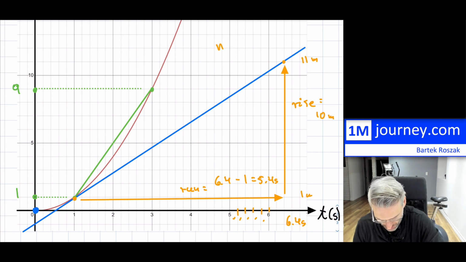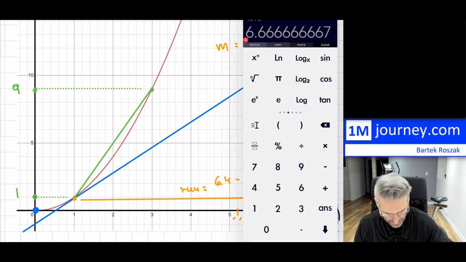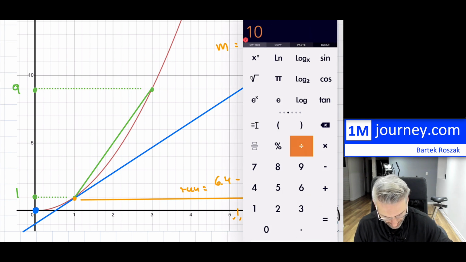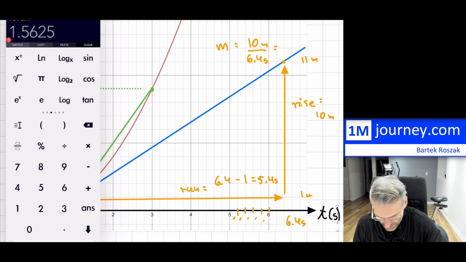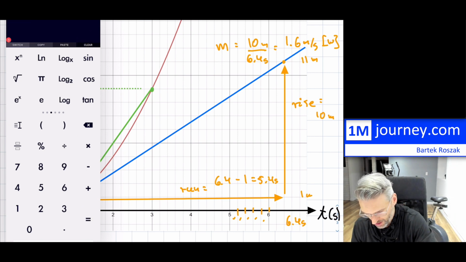So my slope for my instantaneous velocity would be 10 meters all over 6.4 seconds. And we can find out what that is. So 10 divided by 6.4. And we can round this. I'm going to round it to, let's say, 2 significant figures here: 1.6 meters per second west. So it is still positive.